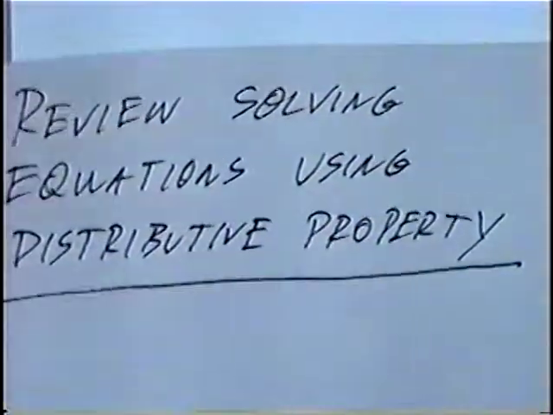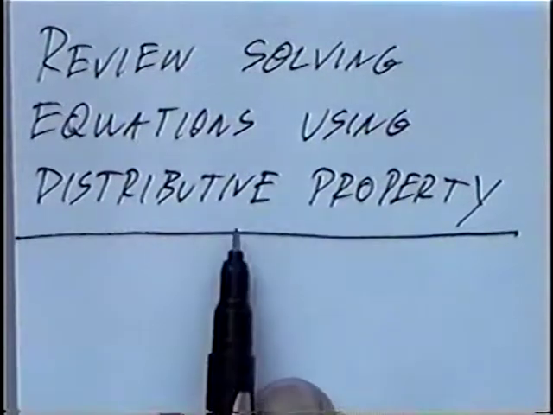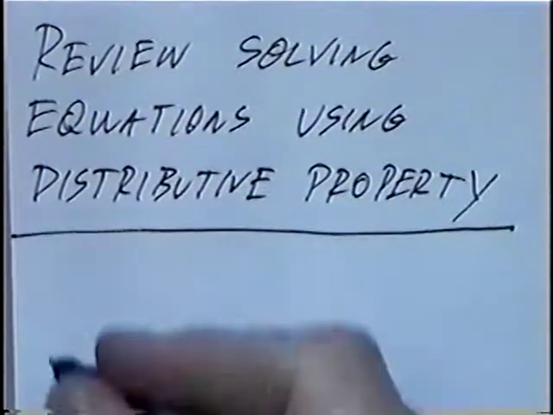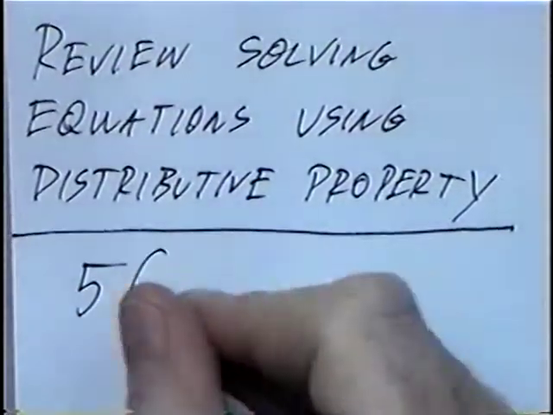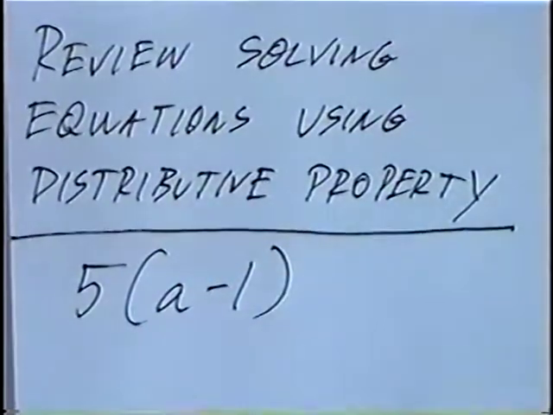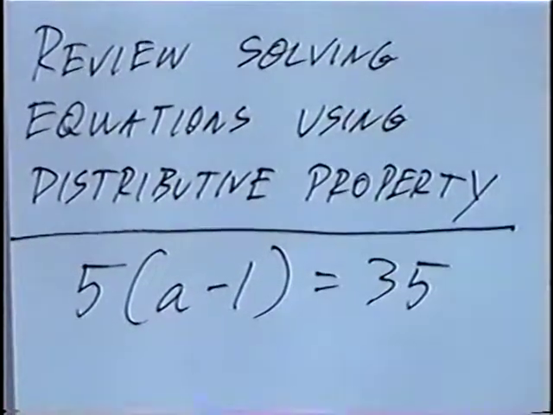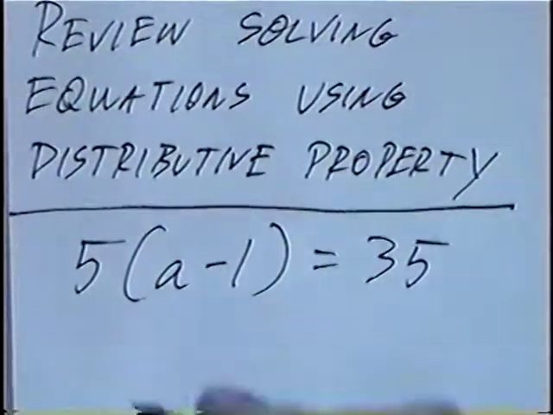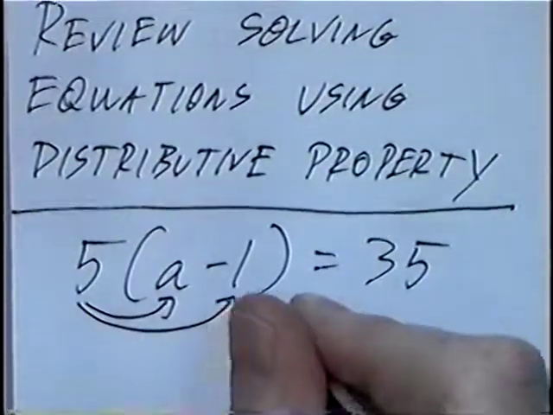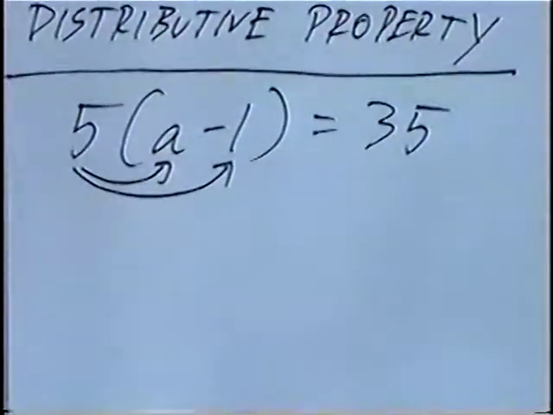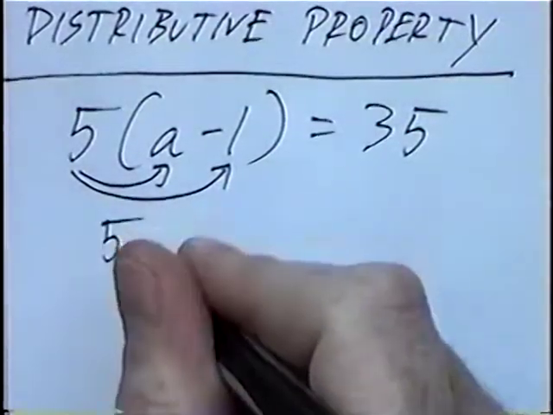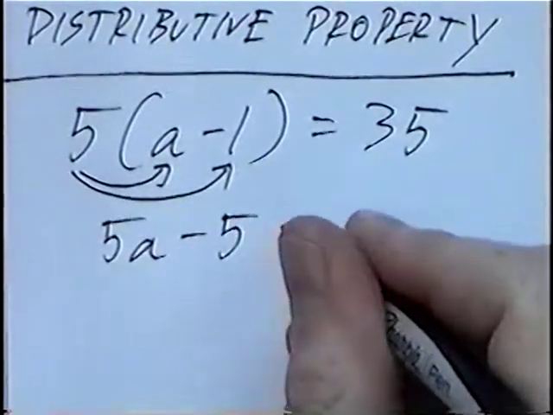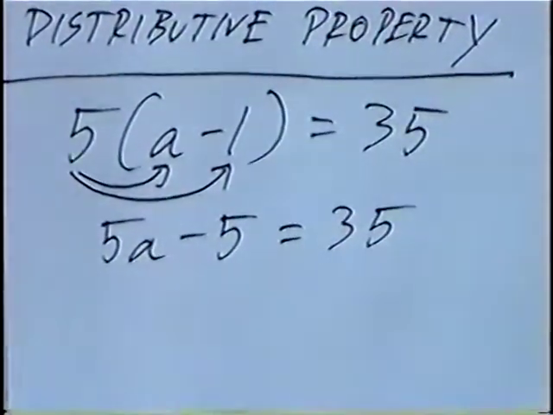In this section, we'll review solving equations, and distributive property means we'll distribute with the parentheses. First question is 5 inside parentheses a minus 1 equals 35. When you have parentheses with a number outside, we can distribute or multiply that number inside. 5 times a would be 5a, and 5 times a negative 1 would be negative or minus 5, equals 35.